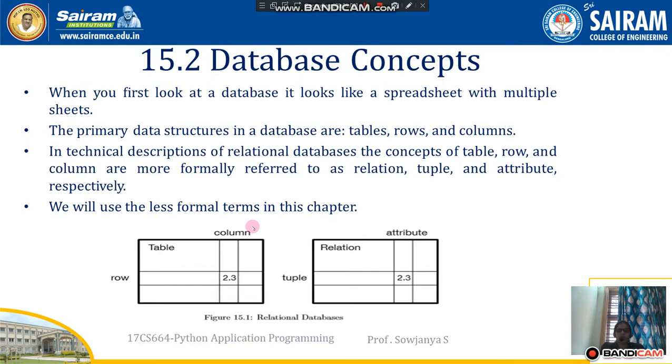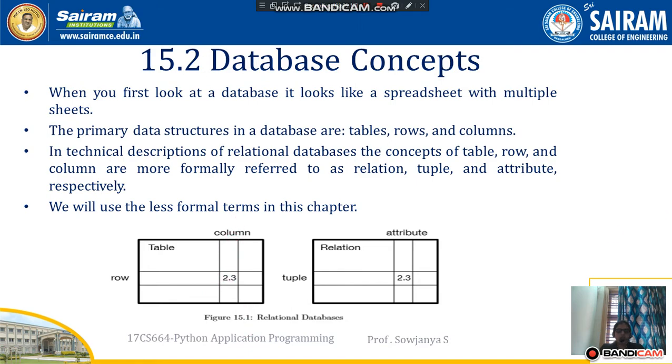So that's why we say it simply looks like a spreadsheet with multiple sheets. Okay. So the primary data structures in the database are tables, rows, and then columns. Very important: the primary data structures are tables, rows, and columns.